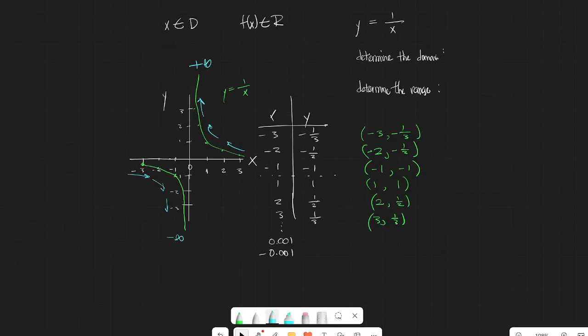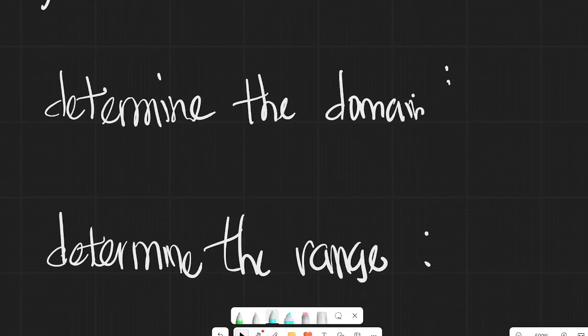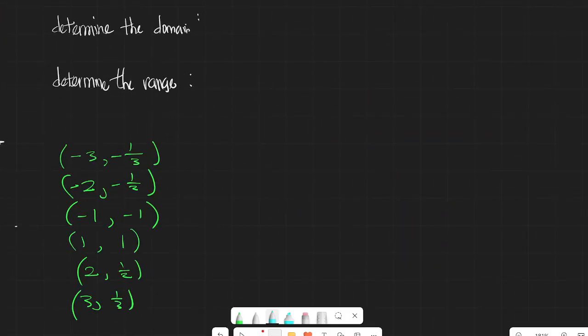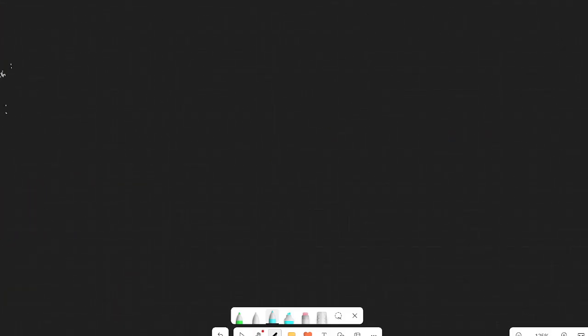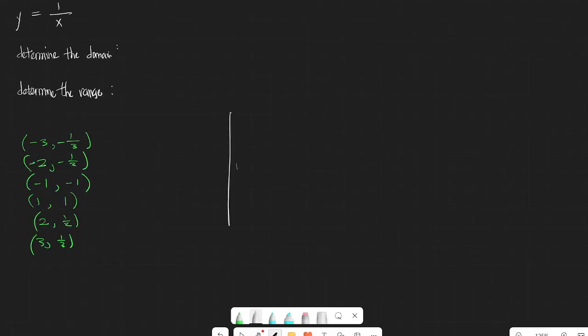So the whole goal was to determine the domain and determine the range. Well, if we look at the graph, usually you would just plot this on a software, but I thought the practice would be nice. However, now that I'm thinking about it, that was kind of time consuming, but it is the process.